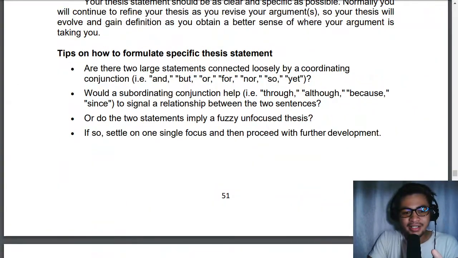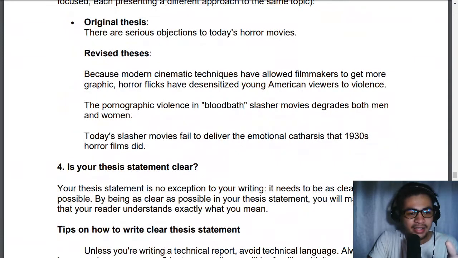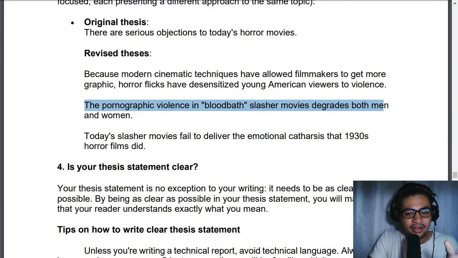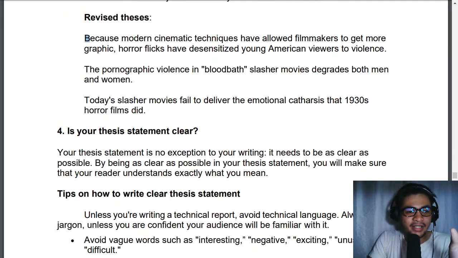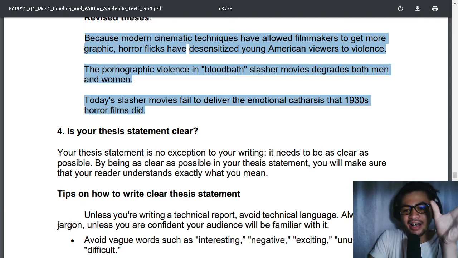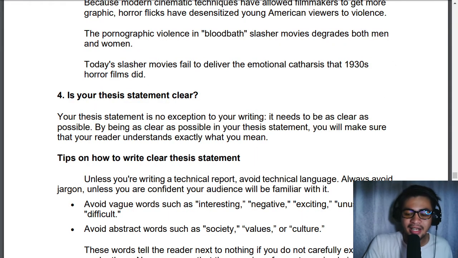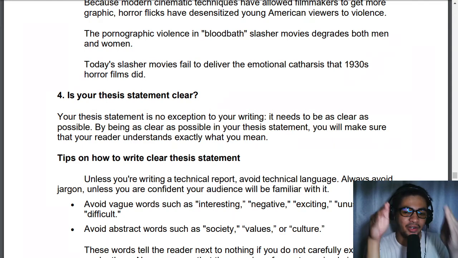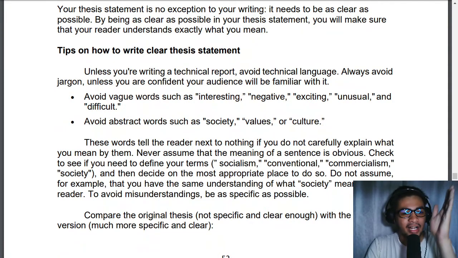How to get a clear thesis statement? By removing this and following this. Example, this and following this, those three. Remove these three, and follow these three, for you to get a clear thesis statement. It is no exception. The thesis statement is not exempted from being delivered clearly. It should be clear, so that you can deliver a clear thesis statement.